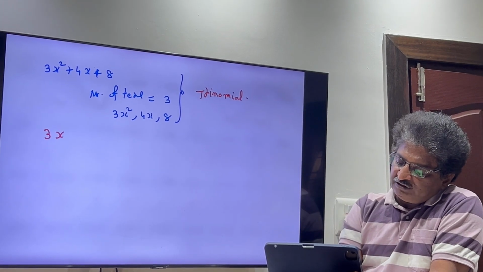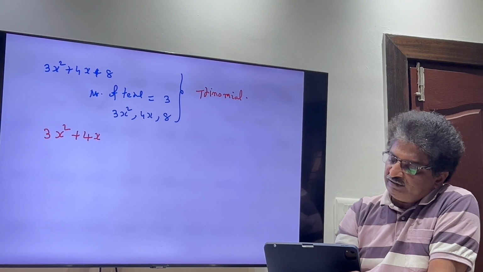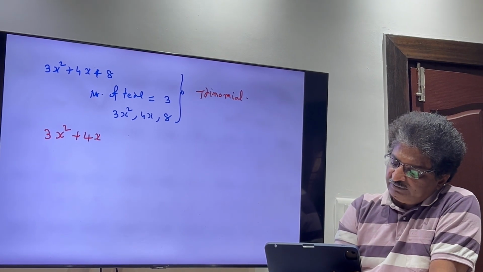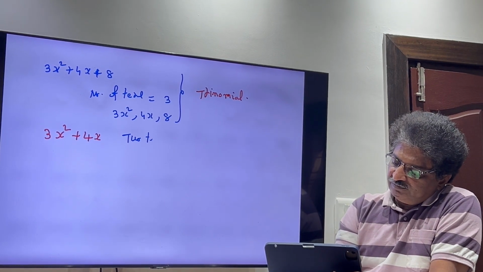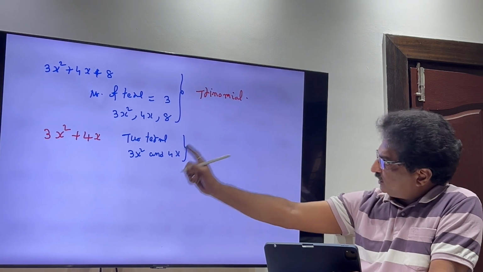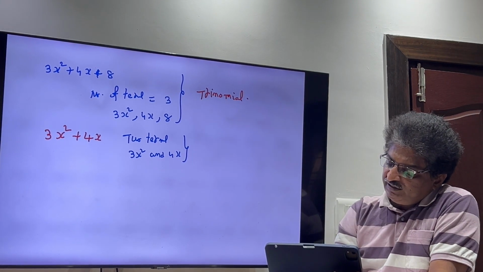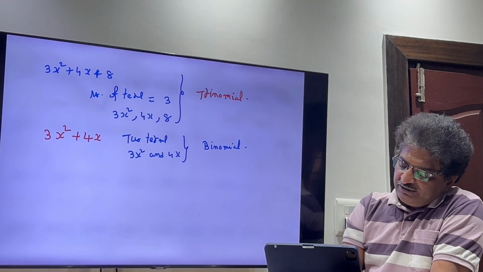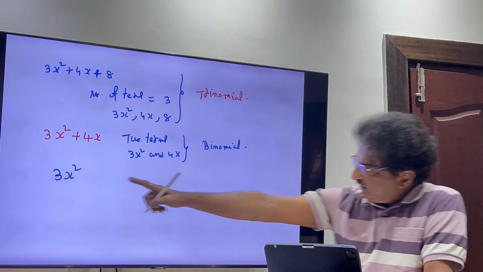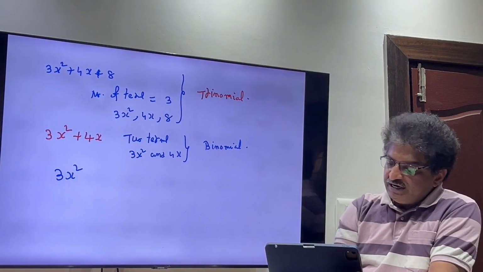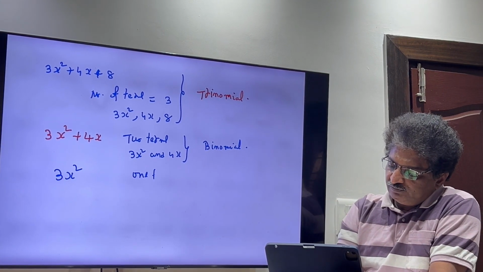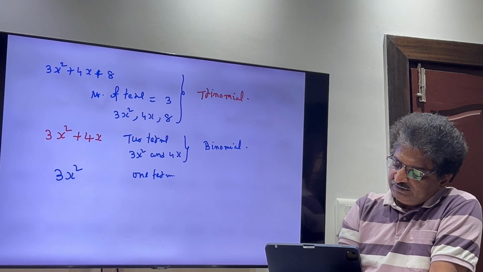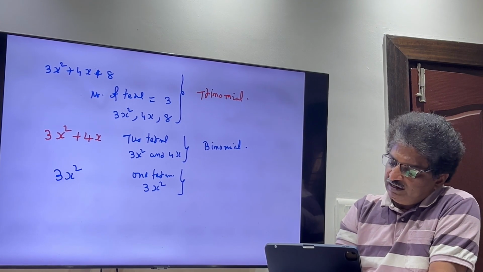In the same way, for example, only 2 terms: 3x square plus 4x. How many terms are there in this one? There are 2 terms. What are those? 3x square and 4x. This type of algebraic expression is said to be a binomial. If there is only one term in the algebraic expression, for example 3x square only, this is said to be a monomial.